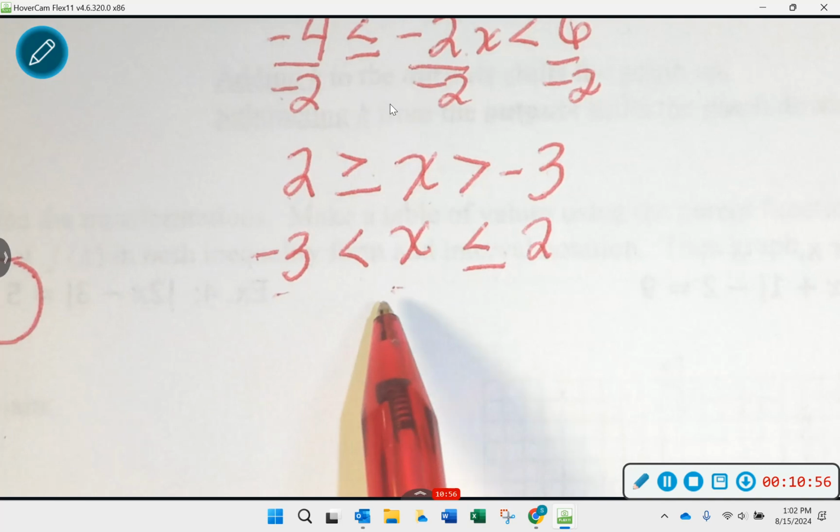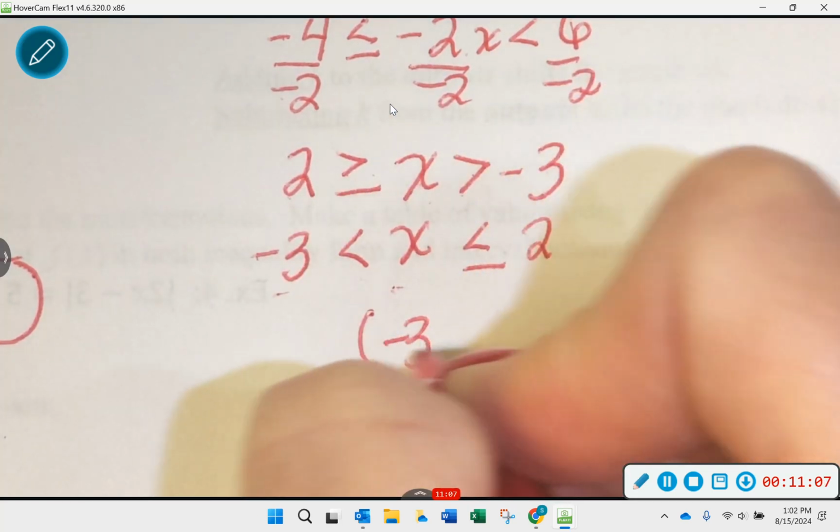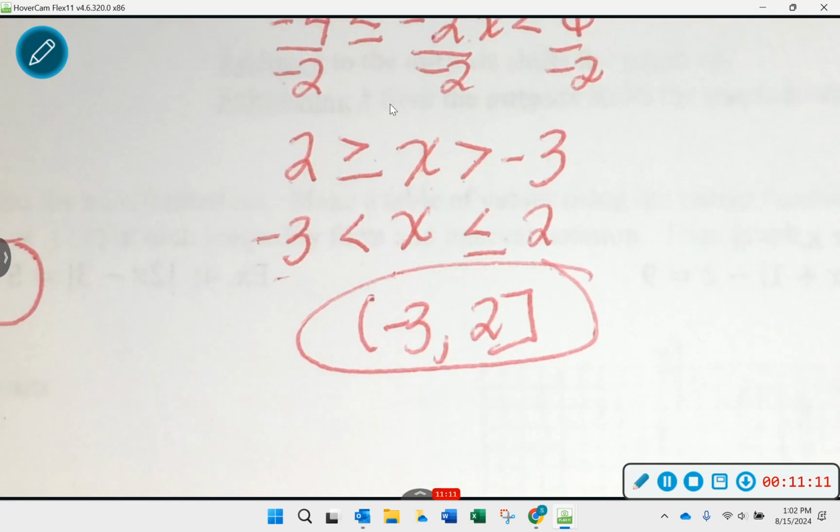Can you guys write this directly in interval notation now? All right, do that. And this is what you should get. Did you get everything right there? Okay.